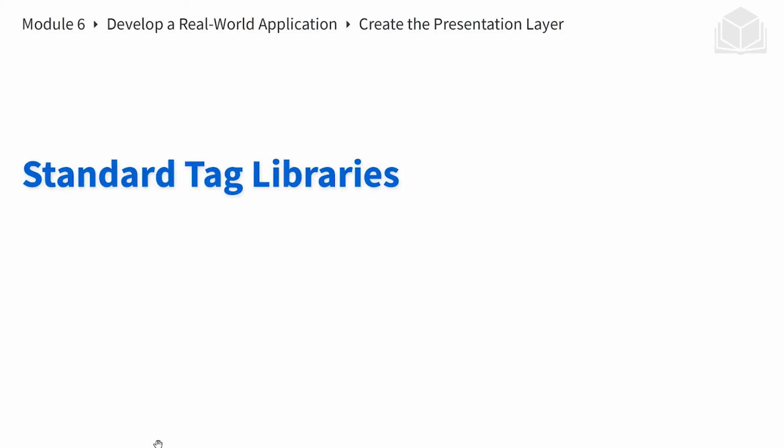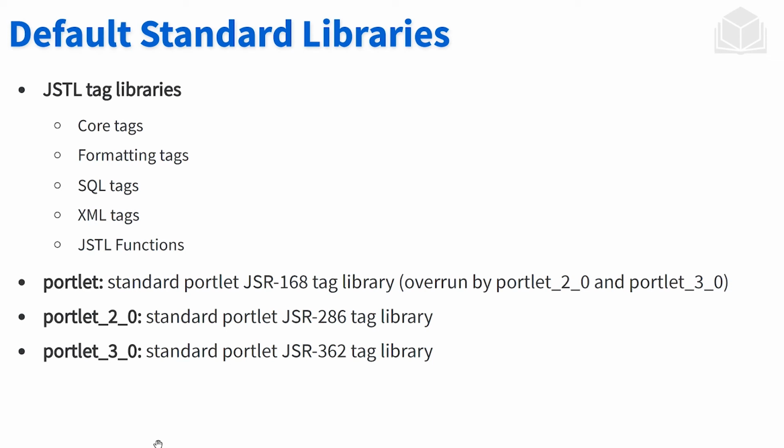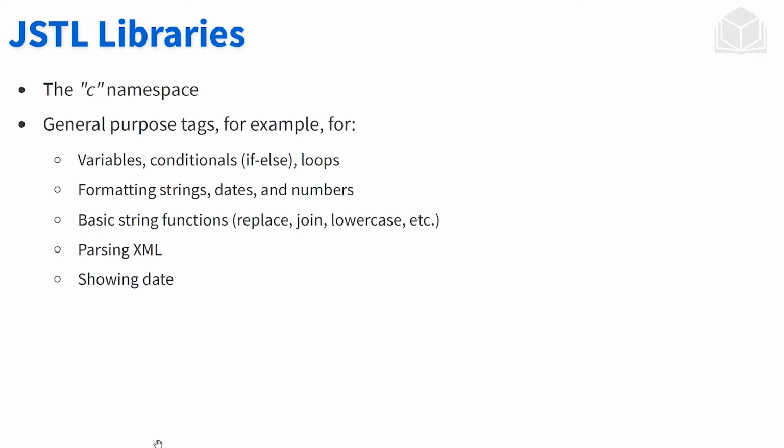Let's talk a little bit more about tag libraries. We won't go into so much depth on every single individual tag library. We'll go ahead and highlight some of the commonly used ones and what they're exactly used for. So we have the JSTL tag libraries. These give us some basic functionality when we're within our JSPs. We have the Portlet related tag libraries, either Portlet 2.0 or 3.0, depending on which Java standard we'll be using. But again, Portlet is going to be very, very common for us to use, especially when we're dealing with the Portlet lifecycle. The JSTL libraries are going to be found under the C namespace.